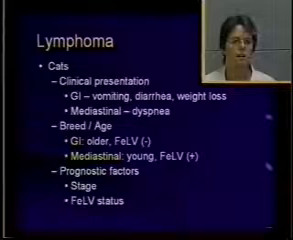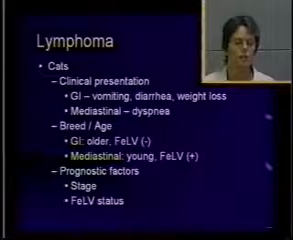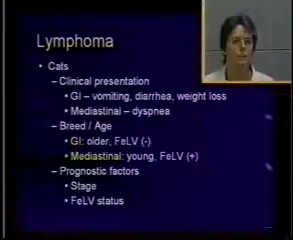Cats that have GI lymphoma tend to be older cats, and they tend to be feline leukemia negative. Cats that have mediastinal lymphoma tend to be younger cats and are most commonly, probably in 70 to 80% of the cases, feline leukemia positive.